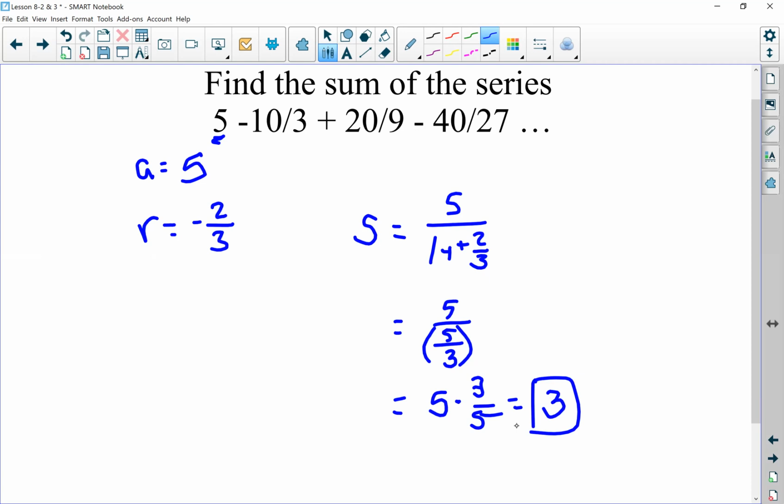Five divided by 1 minus negative 2/3. That's the same as 1 plus 2/3, so that's 5/3. 5 divided by 5/3, dividing by a fraction, we change to multiplication of its reciprocal. So 5 times 3/5 gives us 3 as the sum.